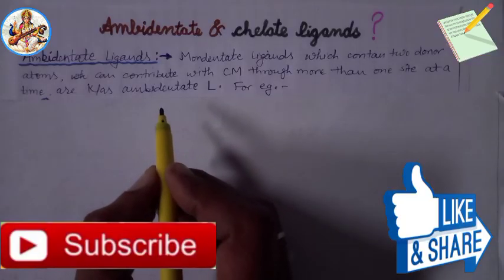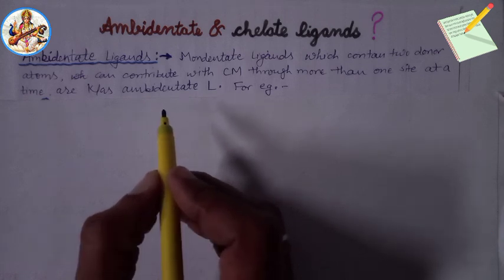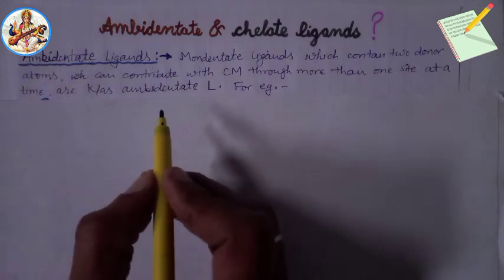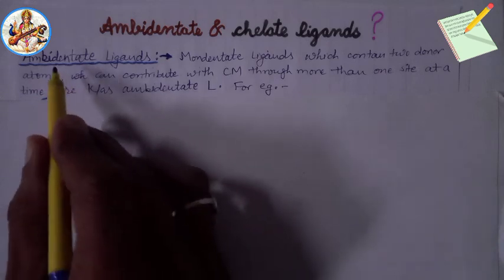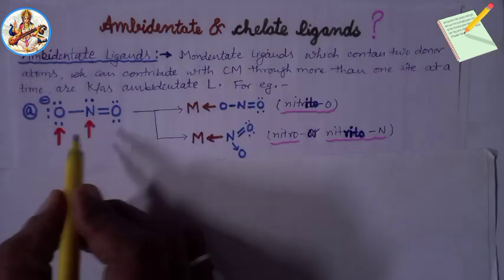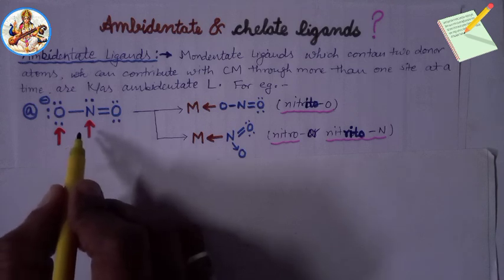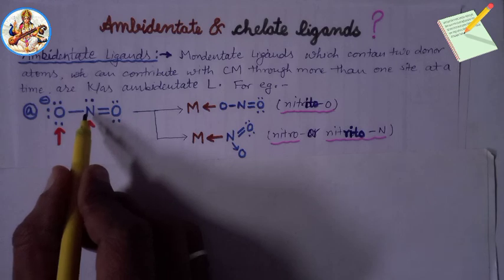What is an ambidentate ligand? In some monodentate ligands, there are two donor atoms which can contribute to the central atom through more than one site at a time. Such ligands are known as ambidentate ligands. For example, NO2 minus, nitrito. It is a monodentate ligand which has two donor atoms, oxygen and nitrogen.